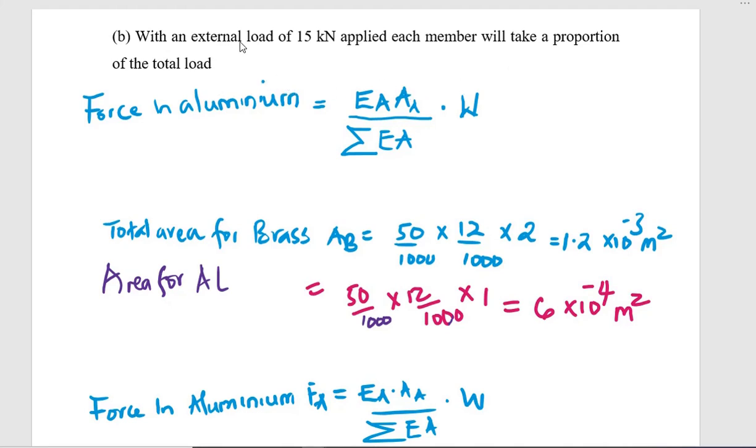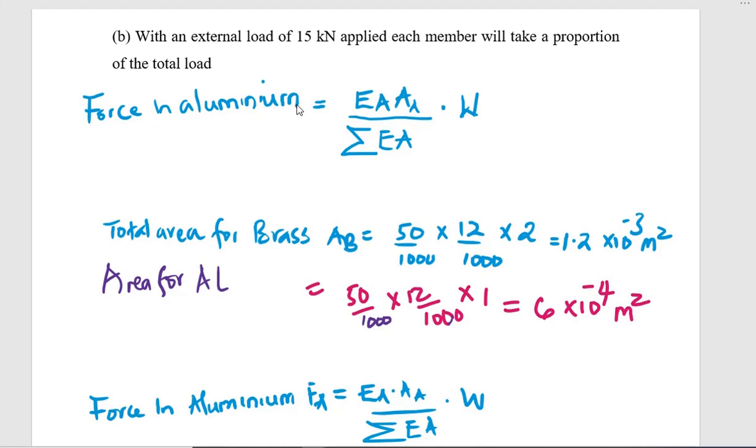If we have an external load of 15 kilonewtons applied to the system, then each member will take a proportion of the total load. We said the bar is composed of brass members, two brass members holding aluminium in between of them. So if the combination takes a load of 15 kilonewtons, which is compressive, then we want to look at the force in aluminium and force in brass.